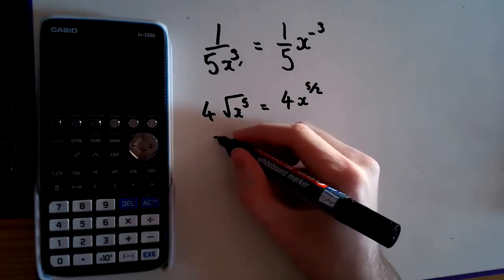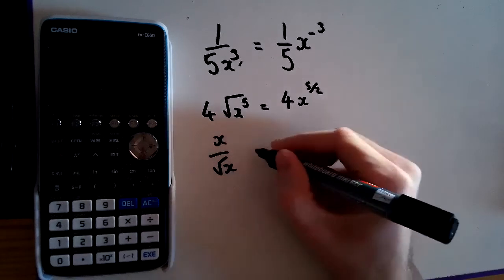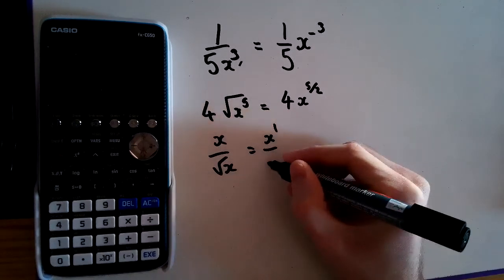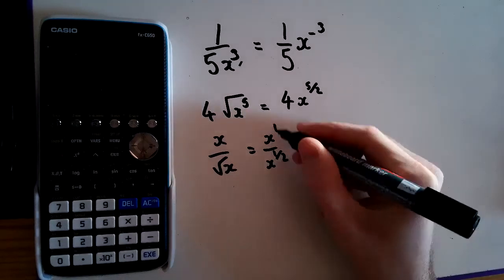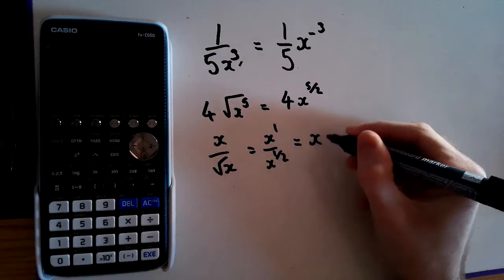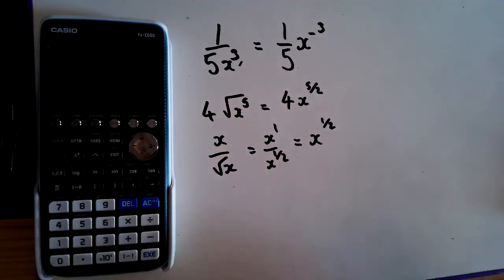Third one, x over root x. So that's x to the 1 over x to the half. We take away powers because we're dividing. So x to the half is 1, take the half, to the half.